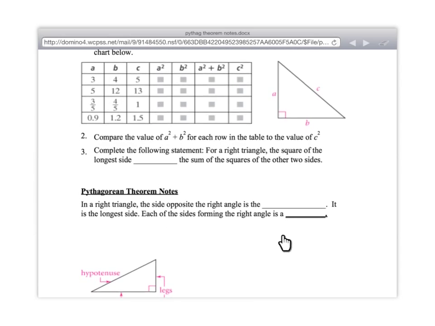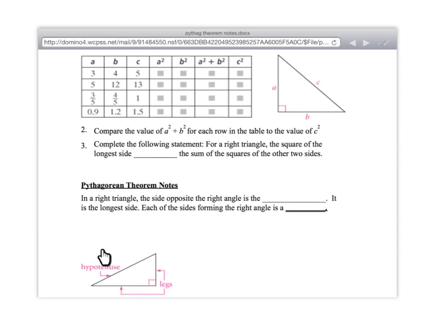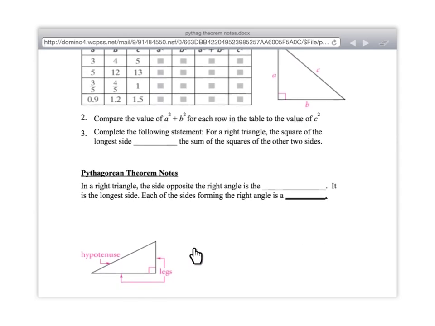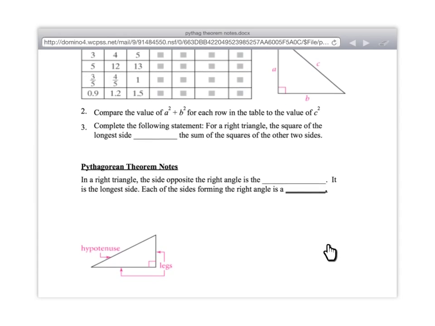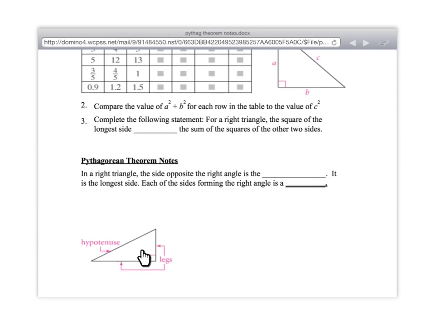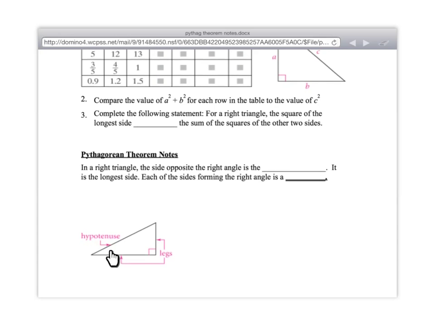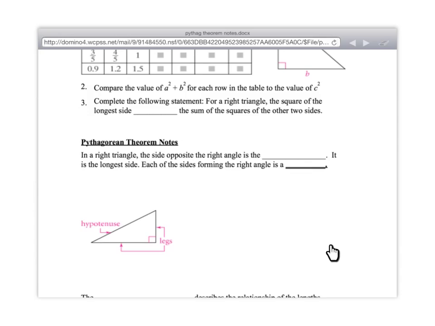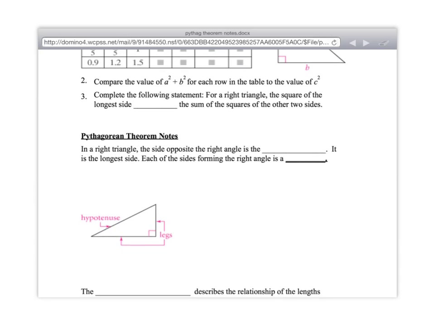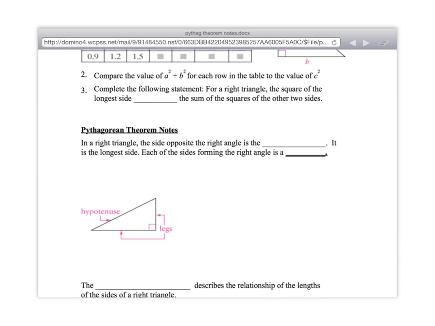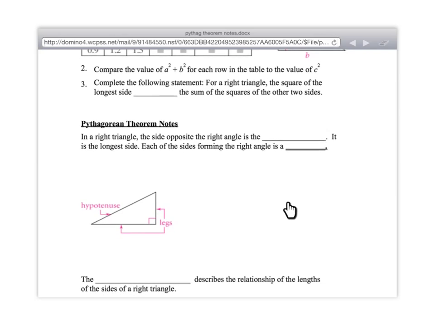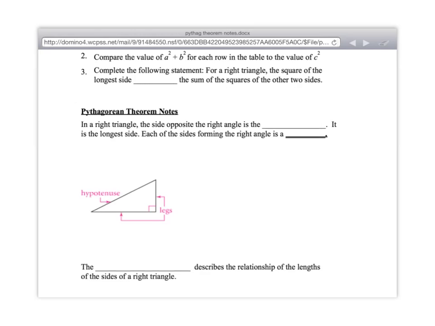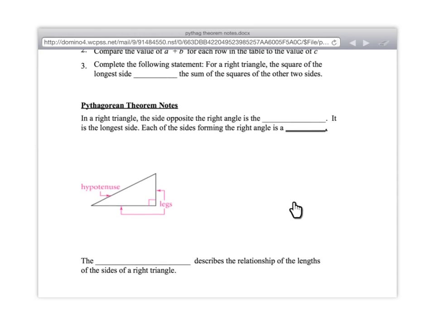For a right triangle, the square of the longest side blank the sum of the squares of the other two sides. And the word that would go there would be equals: the square of the longest side equals the sum of the squares of the other two sides. Once you have written down that statement, I would also like for you to write down this example of a right triangle. Make sure you have the right triangle symbol here.